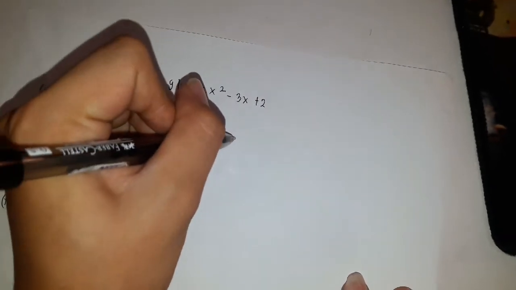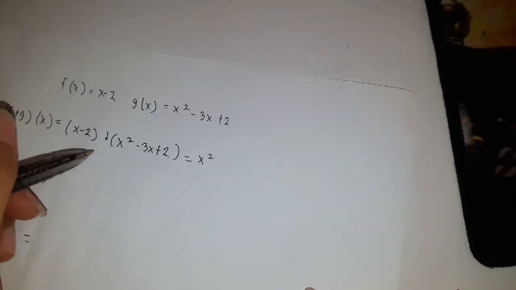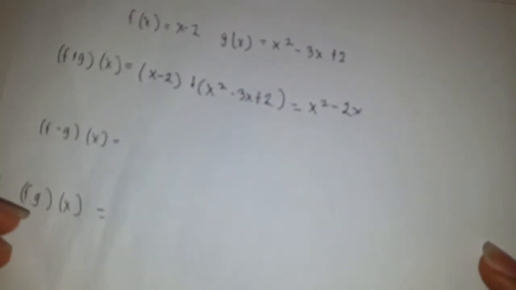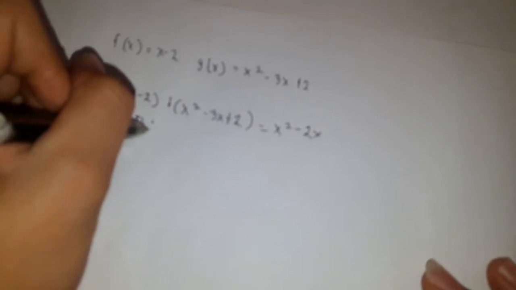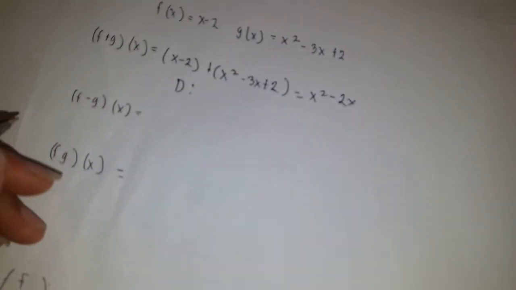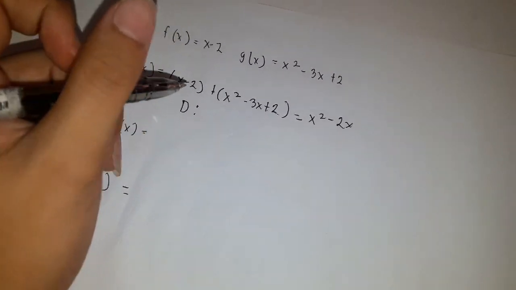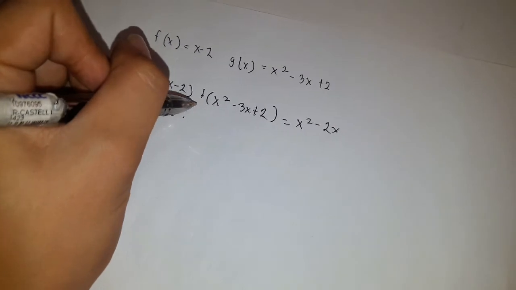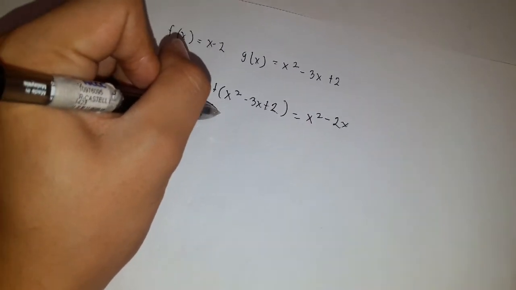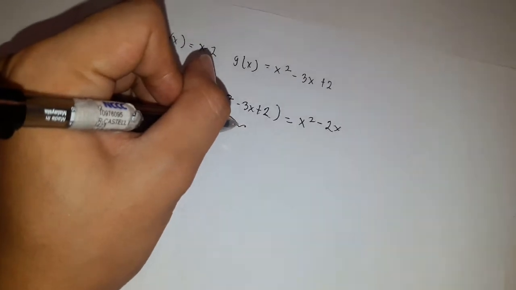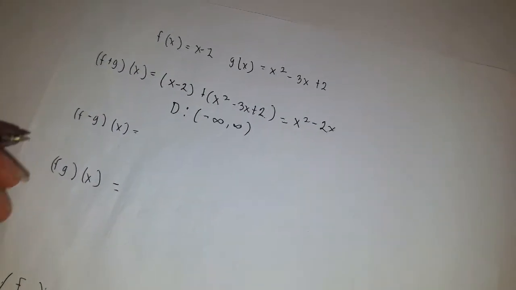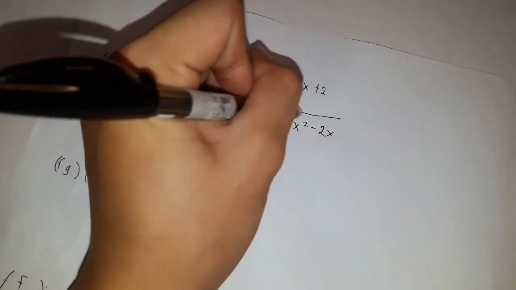I can combine anything with x squared. Then I have x, negative 3x is negative 2x, and negative 2 plus 2 is just 0. Then I'm going to deal with domain. My domain depends on restrictions, like a denominator or a radical. There's nothing for me to believe there's any restriction, so negative infinity to infinity, or all real numbers. Okay, guys, same thing.